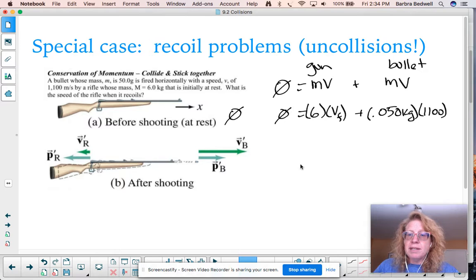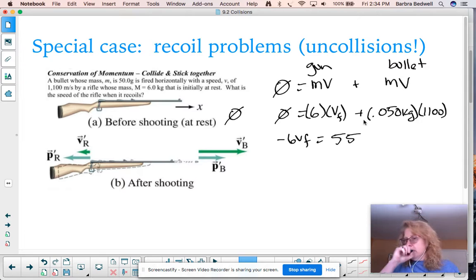And again, this equals 0 because at the beginning of this situation, our initial momentum was equal to 0. So that means our combined final momenta have to add up to 0. So negative 6 VF equals 1100 times 0.050, which is 55. Again, I had to turn this into kilograms because our standard unit of mass in any of these problems is going to be kilograms, so watch out for that.